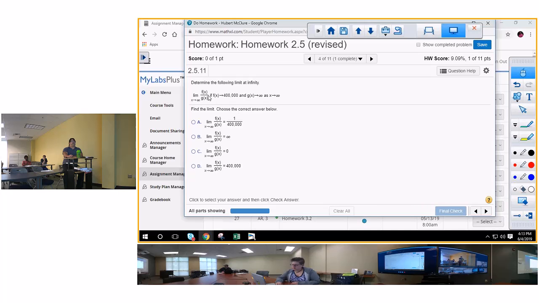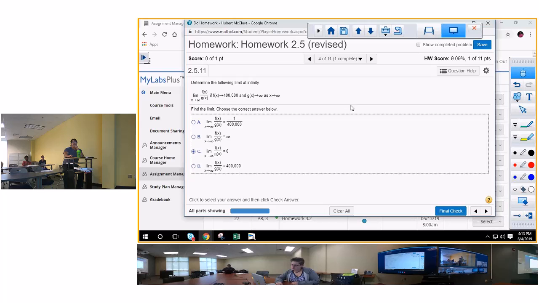Okay, this is not a test question, but it's a homework question trying to get you to think about f of x is 400,000 and g of x is infinity. Now what they're trying to get you to do here is think out of the box. What is the outcome of 400,000 over infinity? Infinity. I'm sorry, 0, you're right. Oops. I was thinking opposite.